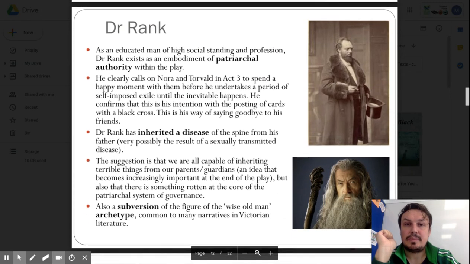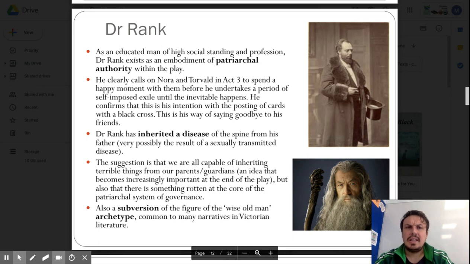So Dr. Rank, we've talked about him before. He leaves, of course, his little cross, doesn't he, before he leaves, to let them know of his impending doom. So we said, obviously, the old wise man figure, a very common narrative and also theatrical convention at the time, still is as well. And we all came up with our own examples the other day in class, didn't we? We talked about a lot of this before, but we'll just go through it.